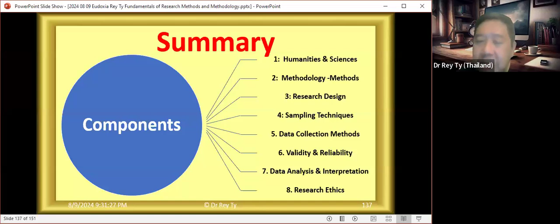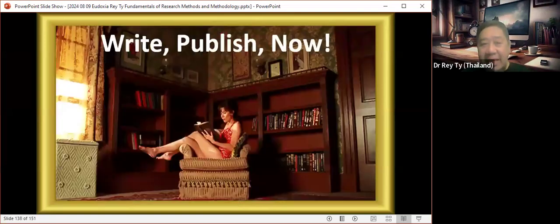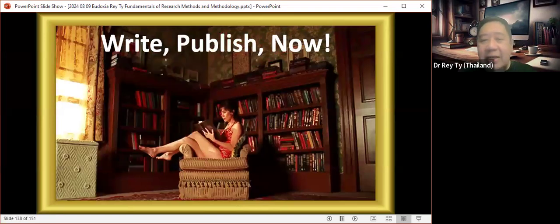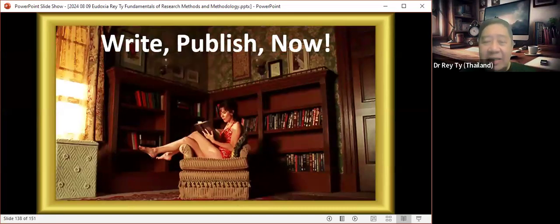So, in conclusion, we've gone through 8 items. Comparing writing in humanities and the sciences, comparing methods and methodology, the different research designs, sampling techniques, data collection methods, validity and reliability, data analysis and interpretation, and research ethics. So my recommendation to you: don't just attend all of the excellent Eudoxia seminars and Zoom meetings. Rather, write, publish now. Thank you.